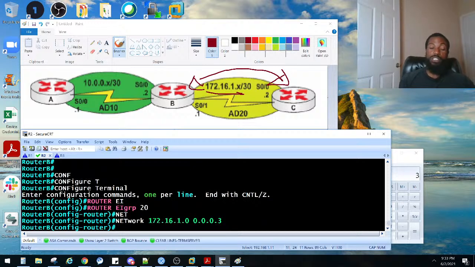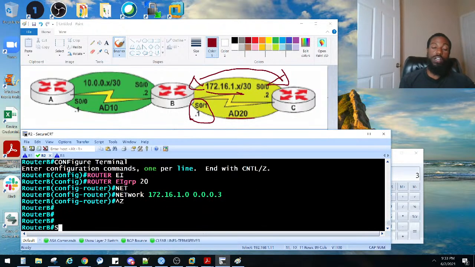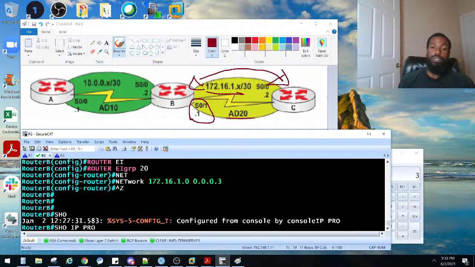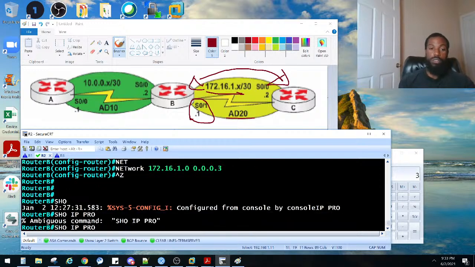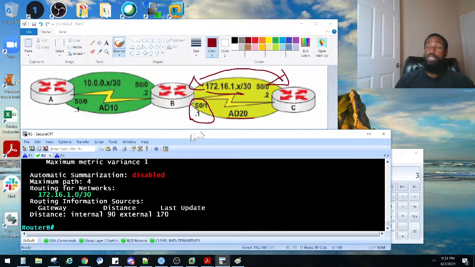We put that as the network address. What else we need to do with that? That's pretty much it. That's going to make this interface participate in EIGRP process number 20. If we do a show IP protocols, we'll see all of our processes. Show IP protocols. Oops. Protocols. And then we'll see.